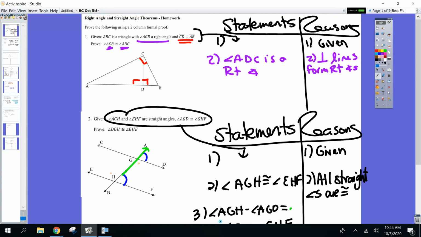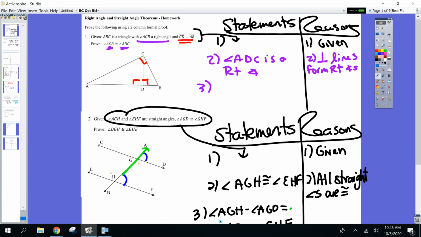Mr. Carlin. Yep, I'm listening. Will we get points taken off if we said that both ACB and ADC are right angles in our statements? Well, the reason ACB is a right angle is different than why ADC is. ACB is a right angle because I gave you that, versus ADC because I knew perpendicular lines form right angles. So the answer to that question would be yes, I would, because they have two different reasons why they're right angles. Good question.